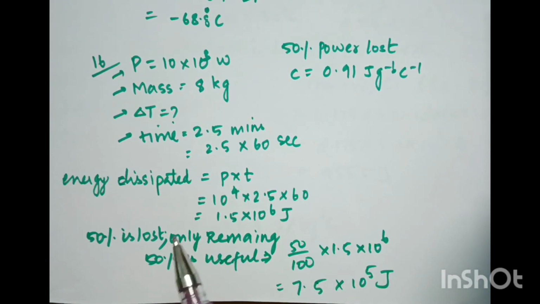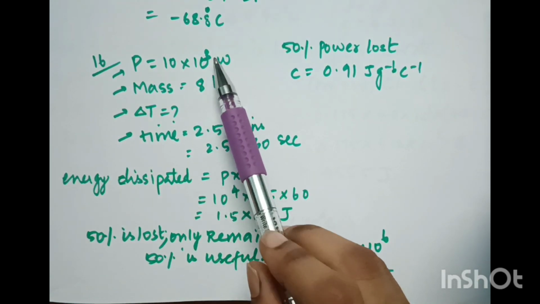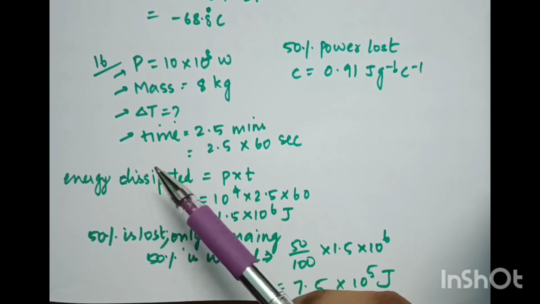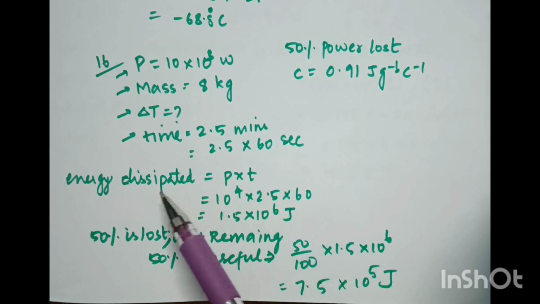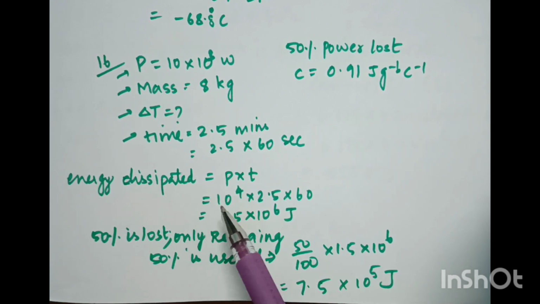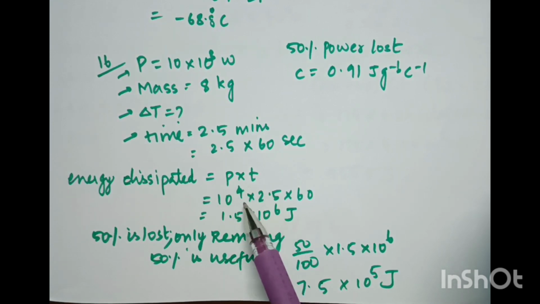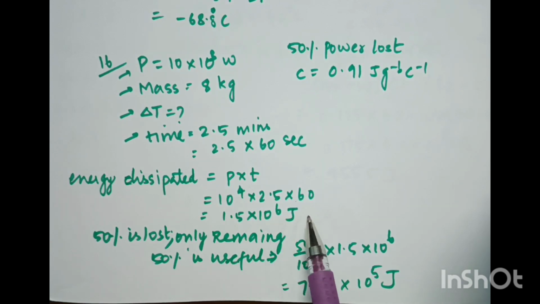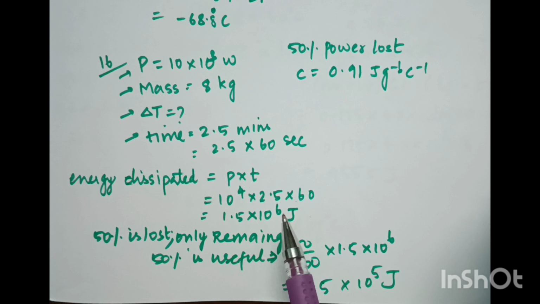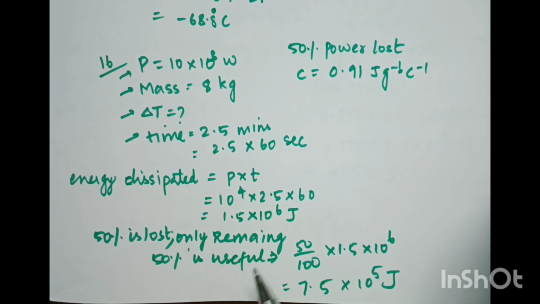Now from the values of power and time, we can calculate the value of energy. So energy is nothing but power into time. Here it is energy dissipated. It is 10 power 4, that is power, into time is 2.5 into 60, that is 1.5 into 10 power 6 joules. Now from this, 50% is lost, only the remaining 50% is useful.